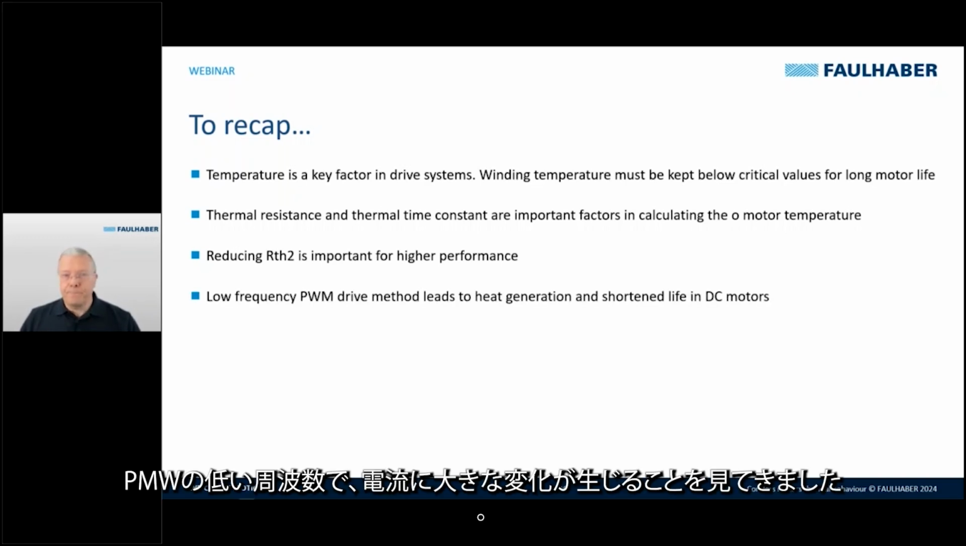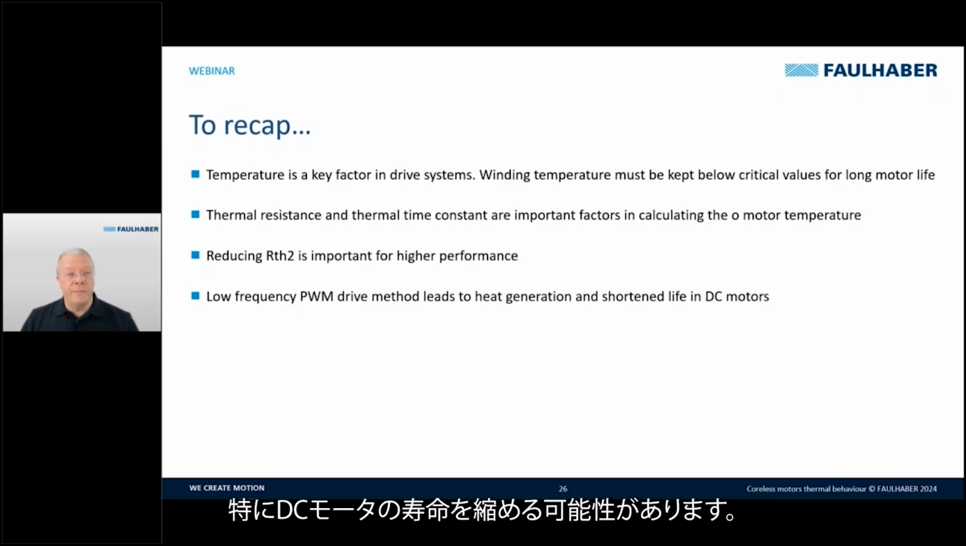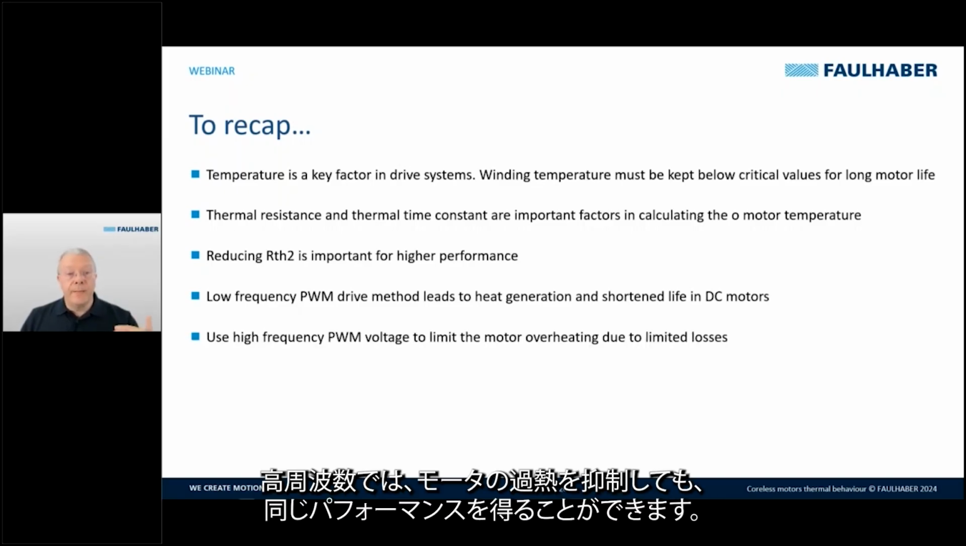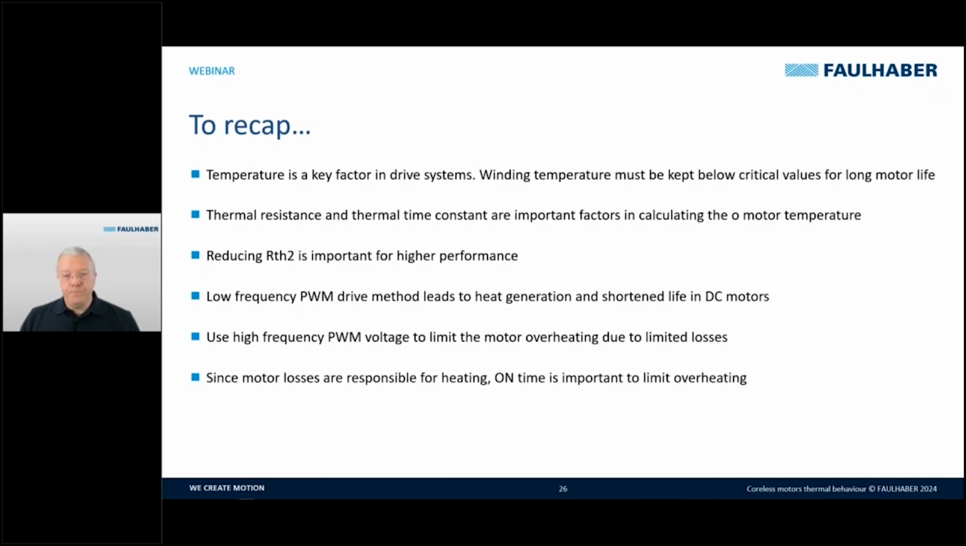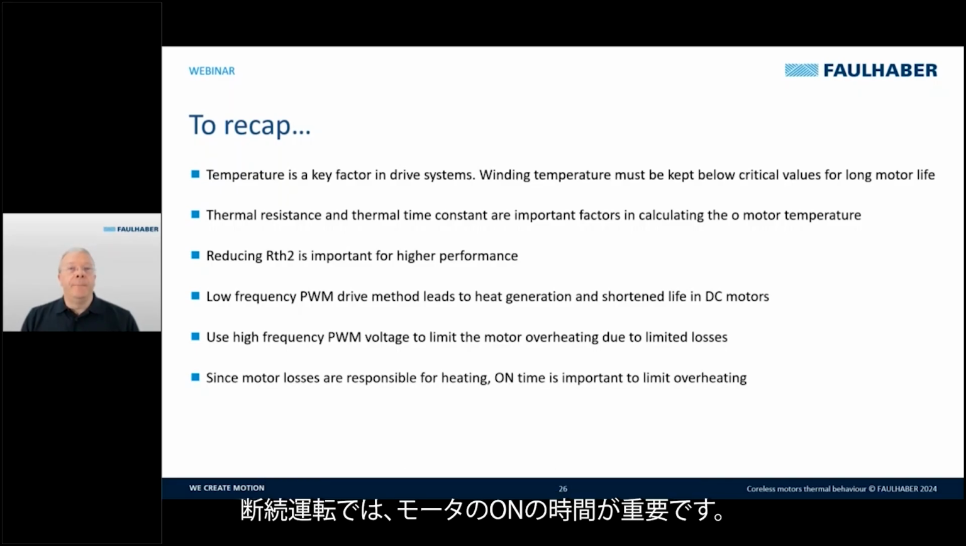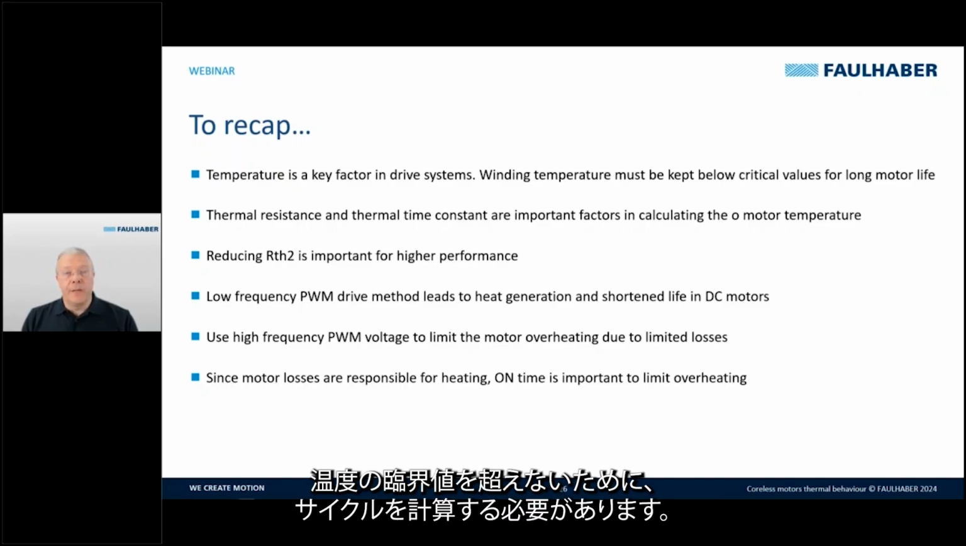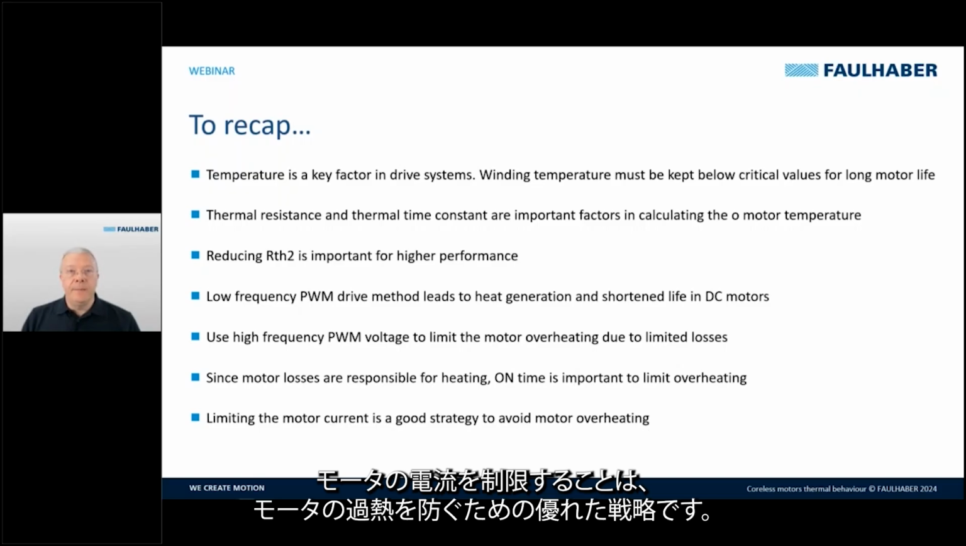We have seen that with low PWM frequency, we have a large current variation. We may have a shortened lifetime, especially for DC motors. And with high frequency, we can limit the motor overheating to get the same performance. In intermittent operation, the on time of the motor is important. So we have to calculate the cycle in order not to get over the critical temperature, and limitation of the motor current is a good strategy to avoid the motor overheating.